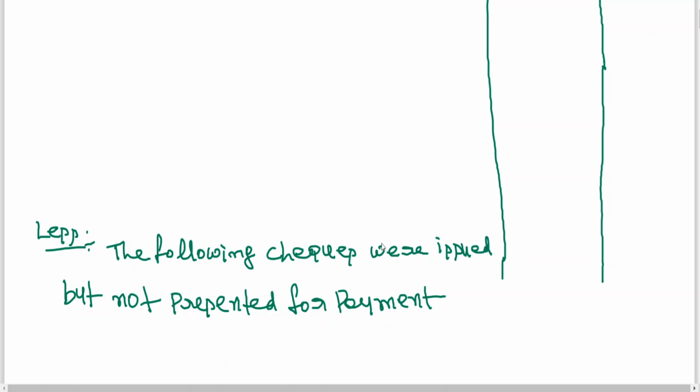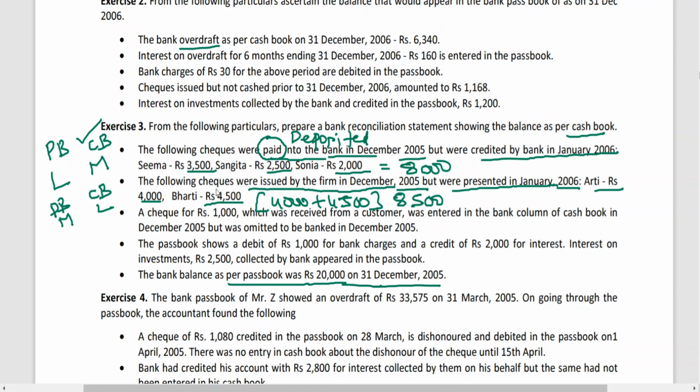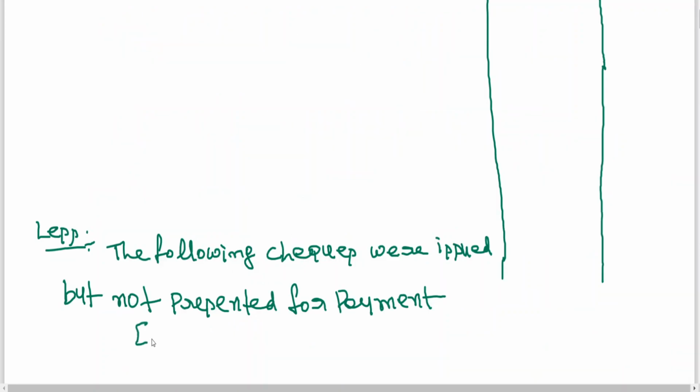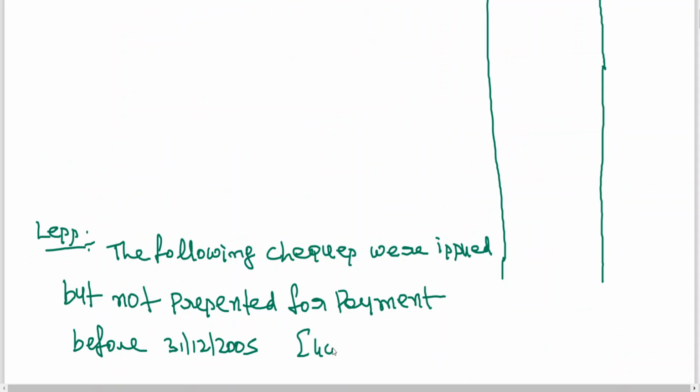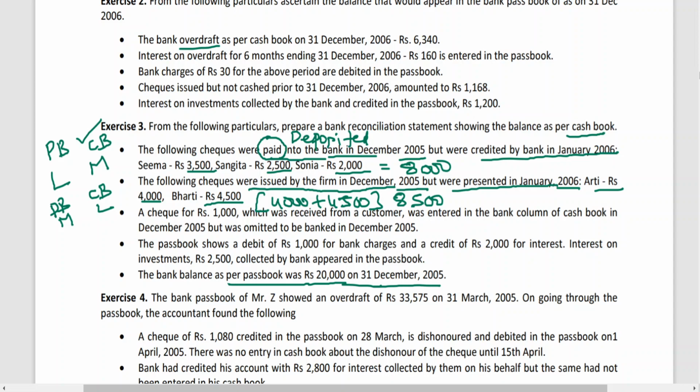The following checks were issued but not presented for payment: 4,000 and 4,500. Not presented for payment before 31st December 2005. Look at this. What is the amount? 4,000 plus 4,500, it is coming to 8,500.